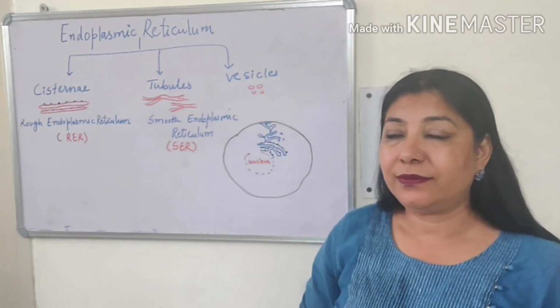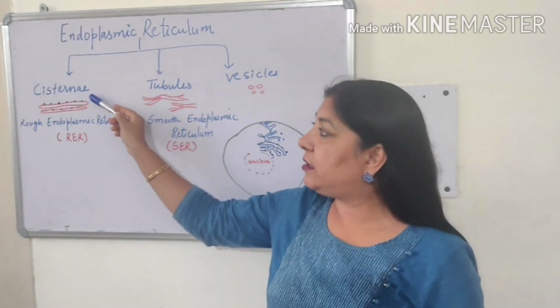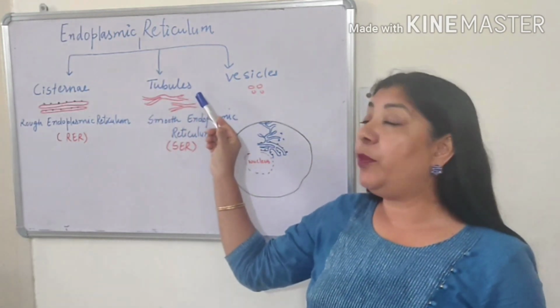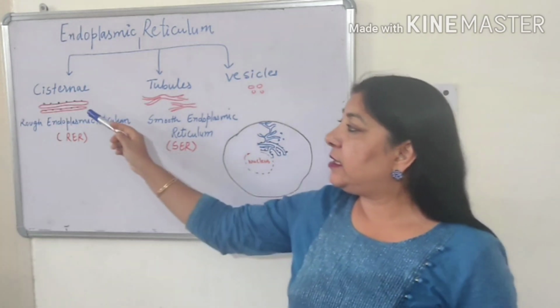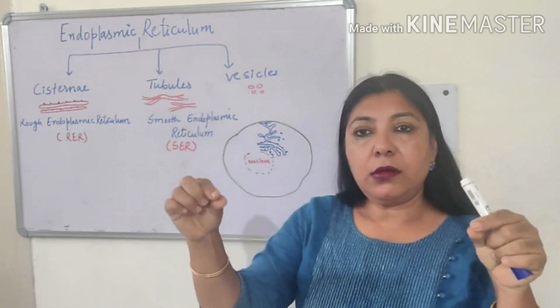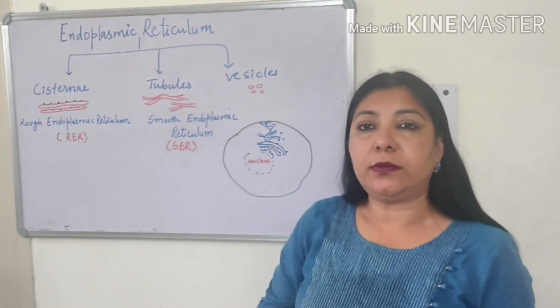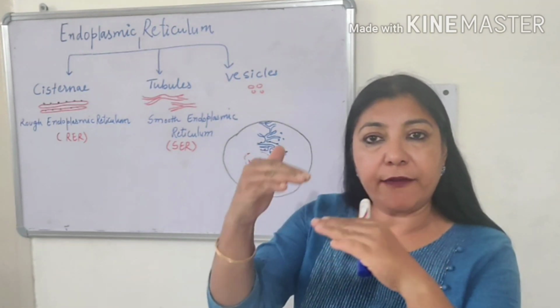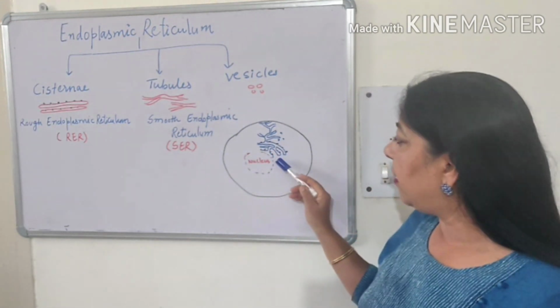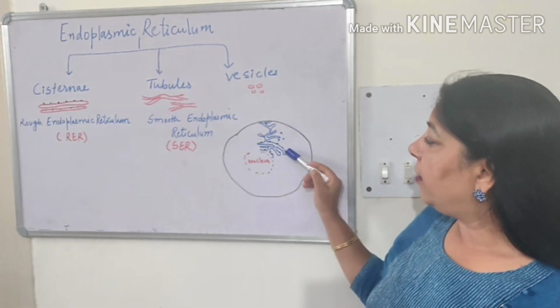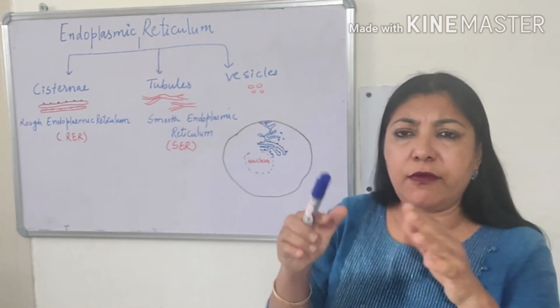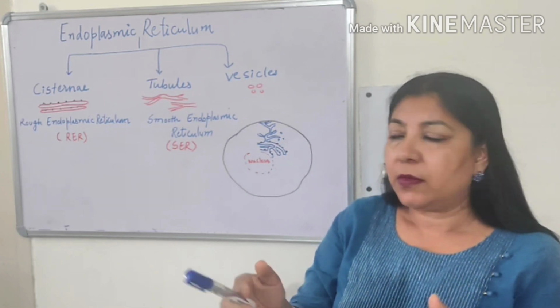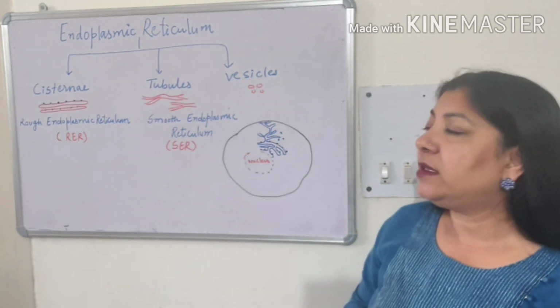What are they? They are cisternae, tubules and vesicles. Cisternae are long parallel tubes which are stacked one above the other. You can see here, this is one tube, this is another tube. Such parallel tubes which are very less branched, they are called as cisternae.